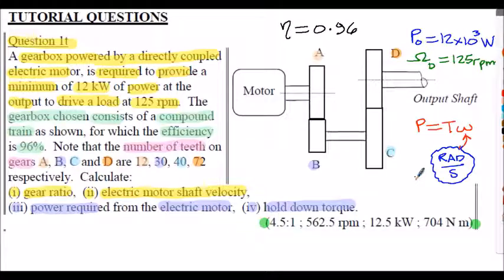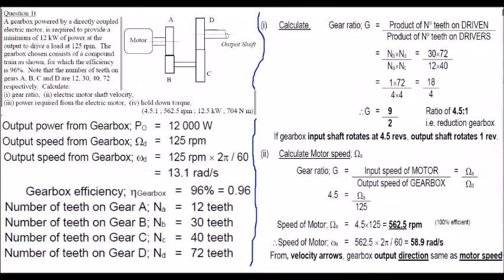So I'm going to let you attempt this question and try to calculate the answers for parts 1 through to 4. The solution, and I'm going to talk you through this here.